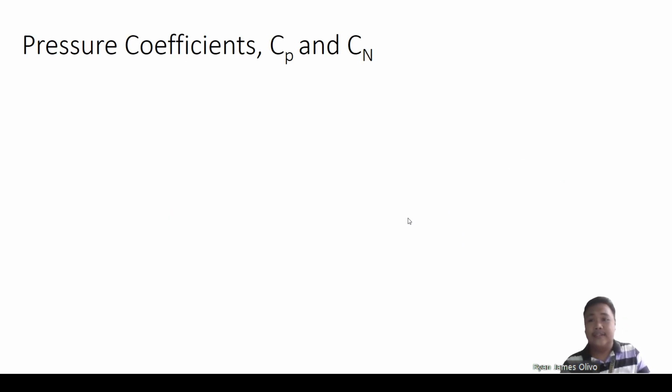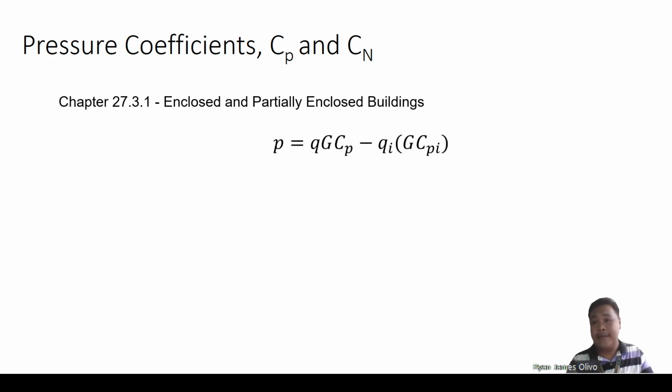So let's start. Pressure coefficient Cp or Cn, we can find in the formula for the design pressure. The design pressure p is given in chapter 27.3.1 in ASCE for enclosed and partially enclosed buildings. This is the formula, and Cp is what we call the external pressure coefficient.